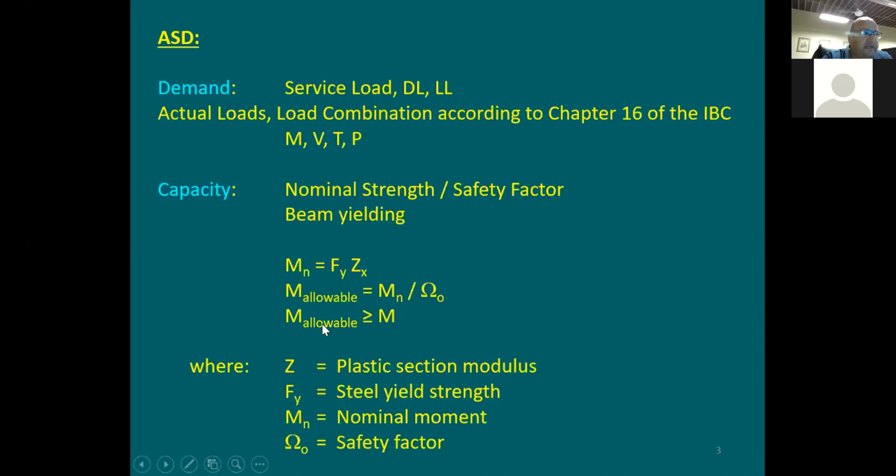And this moment here is going to be the moment that your beam or the beam section that you picked is going to be able to resist. So you want to be sure that the resistance or the capacity moment is going to be greater than the moment demand that you want the beam to support, if this makes sense.